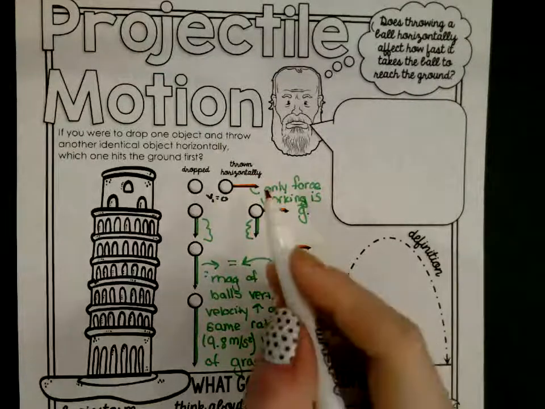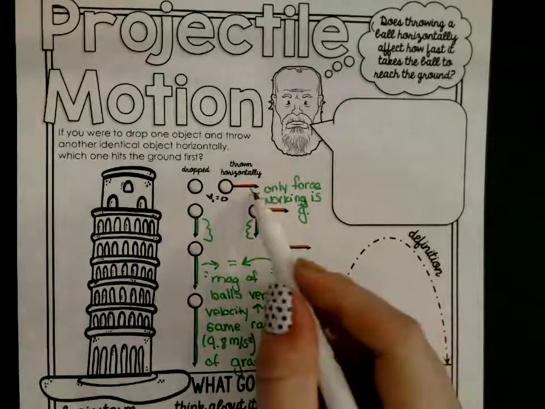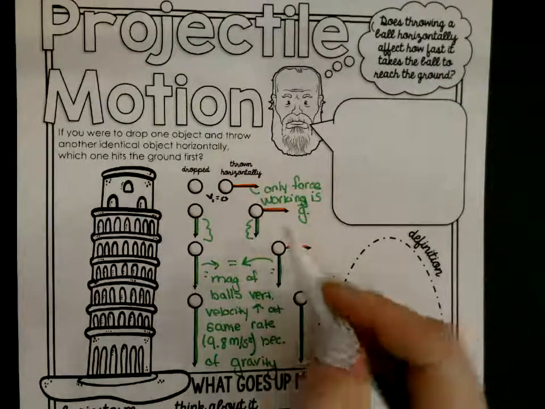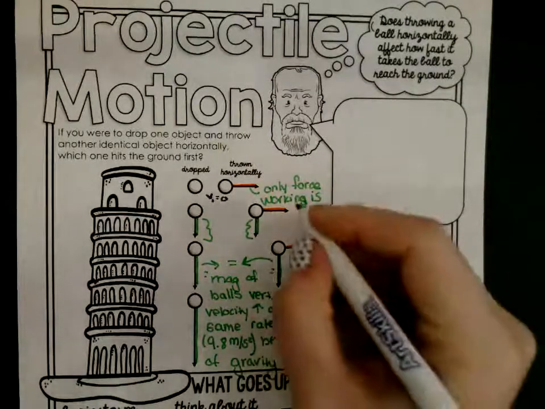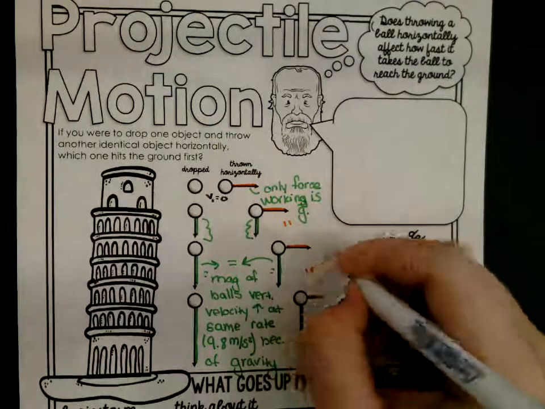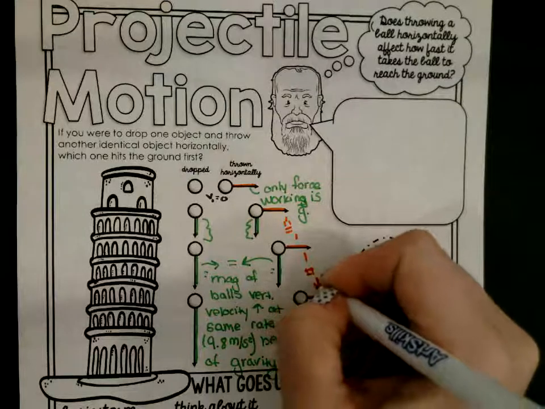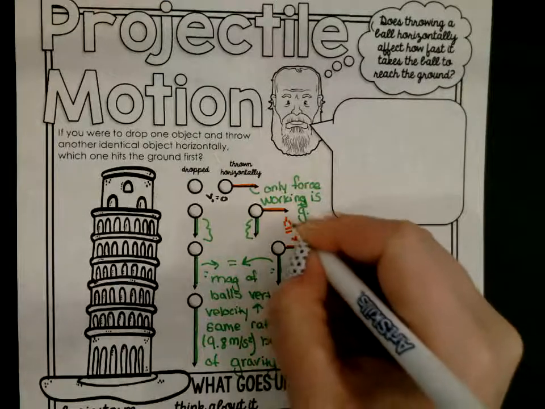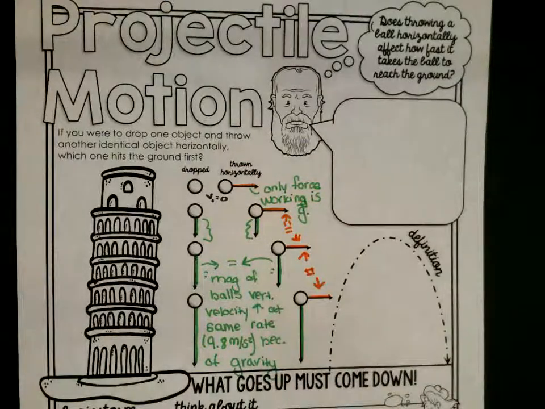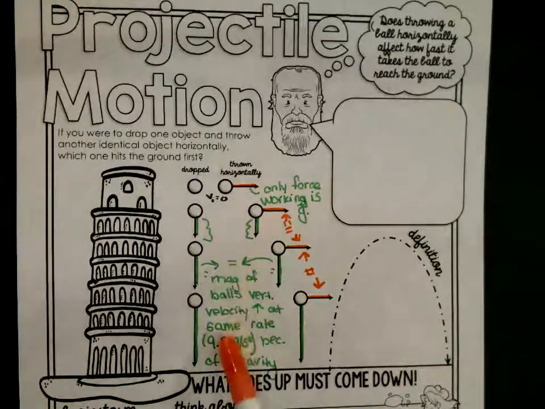And what you'll notice is as you travel down, this horizontal velocity never changes. It's always equal. So this one is equal to this one. That one is equal to that one. It's always the same. The only velocity that changes is this vertical velocity, and that changes because of gravity.